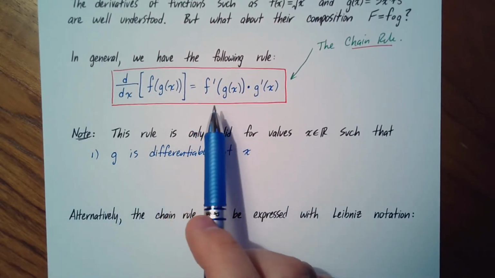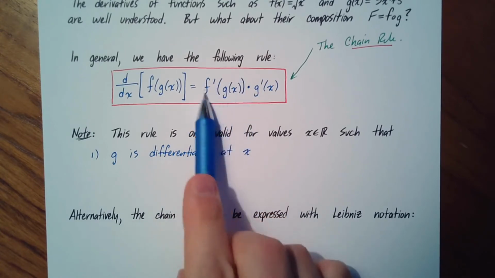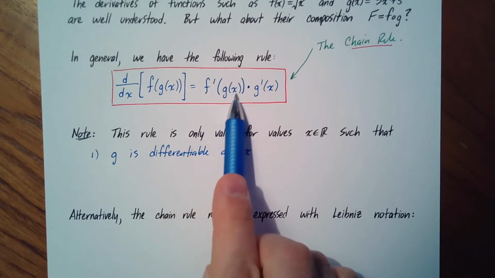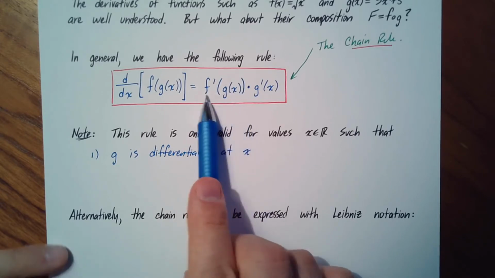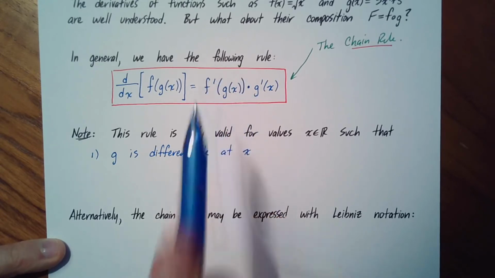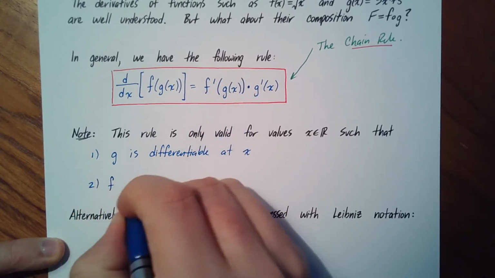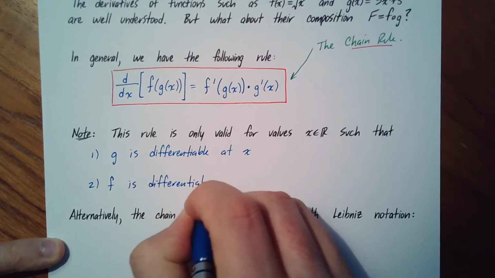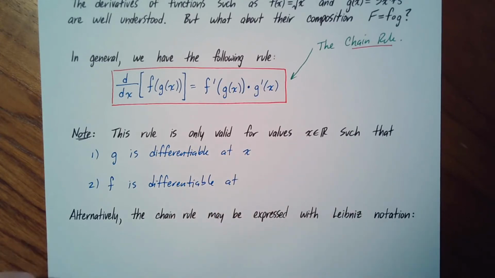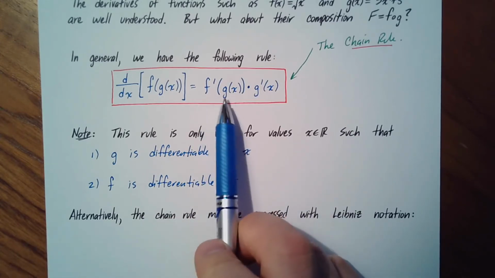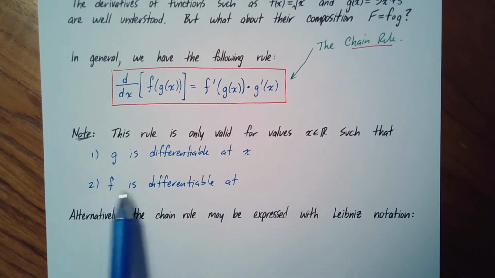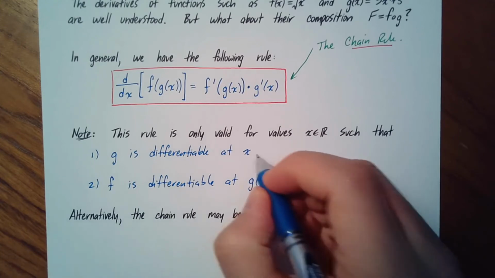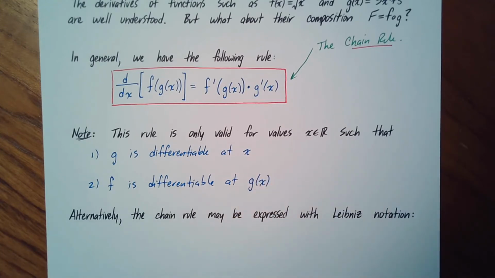Well, there's another derivative in this expression, and that is f prime. You see that the derivative of the outside function f is calculated and then evaluated directly at the point g of x. So for this first factor to make sense, we also need f to be differentiable, not at x, because we're not plugging x into f prime, we're plugging g of x into f prime. So we actually need f to be differentiable at g of x. So those two conditions are really what you need in order for the chain rule to apply.